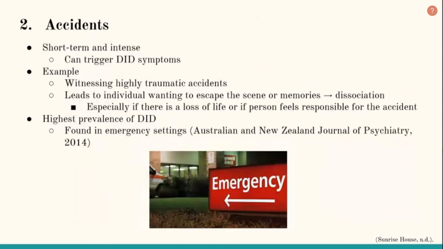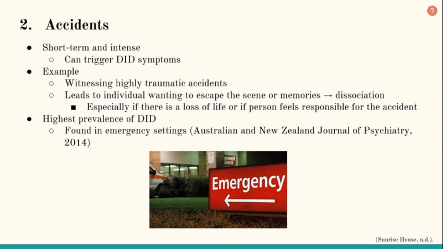A second possible cause of dissociative disorders could be accidents. Other than the prolonged types of trauma mentioned in the last slide, this could be any short-term but intense trauma faced by an individual. An example of this could be a car accident. The individual who witnessed this kind of shock may begin to dissociate to escape the memories of what they saw. This is especially true if a life is lost or the person feels responsible for what happened.